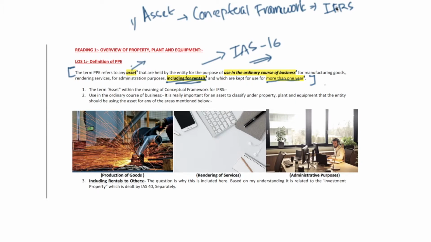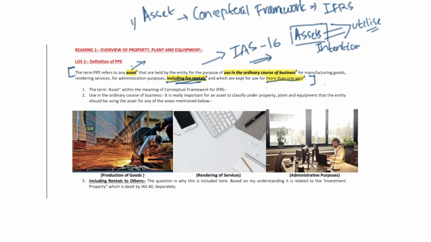The second point is it should be used in the ordinary course of business. Now, why is this important? Whenever you see any asset, you need to look into the intention. You need to look into the intention of the owner, or for example, the management. Management is not the owner, they are managing the property, but we need to understand from the perspective of the management how they are going to utilize this asset.